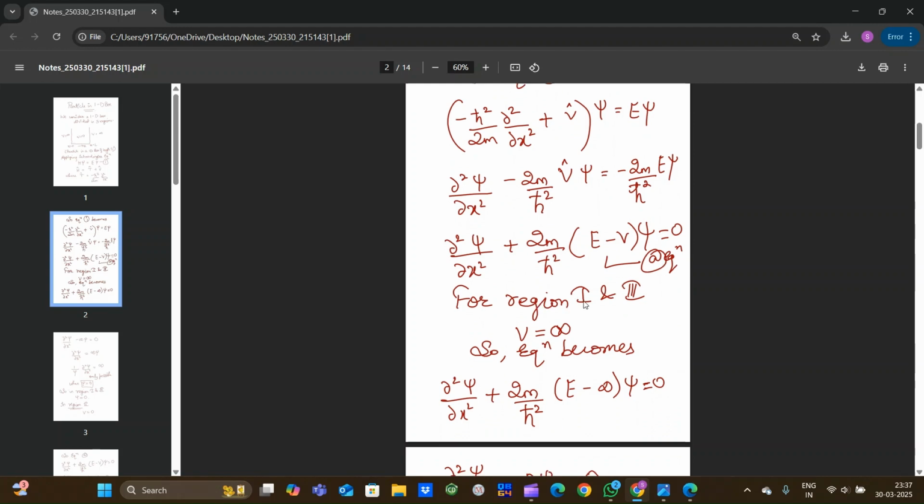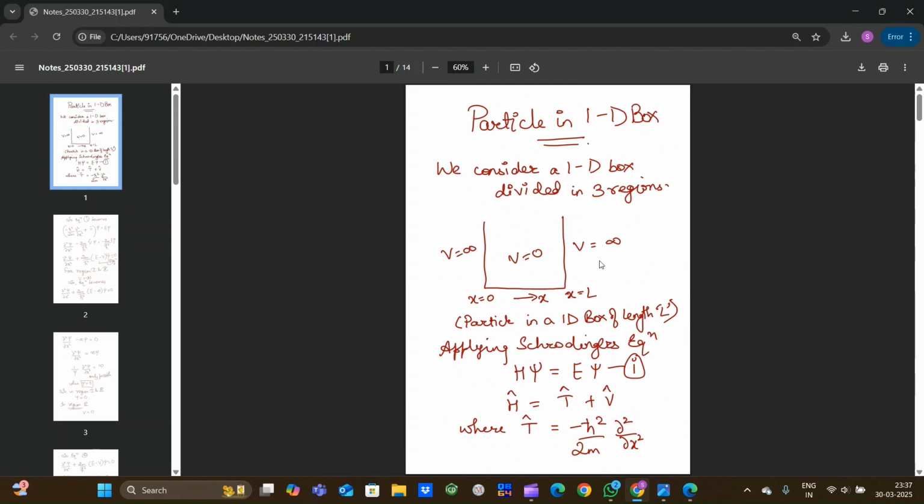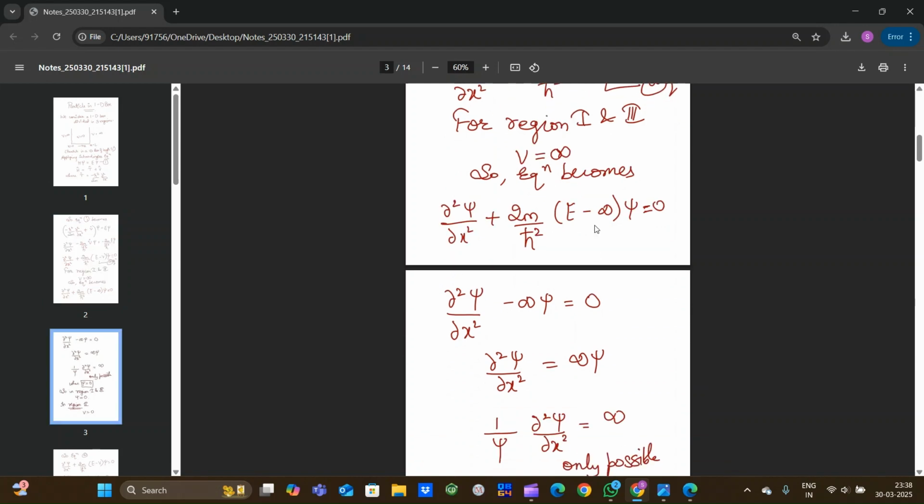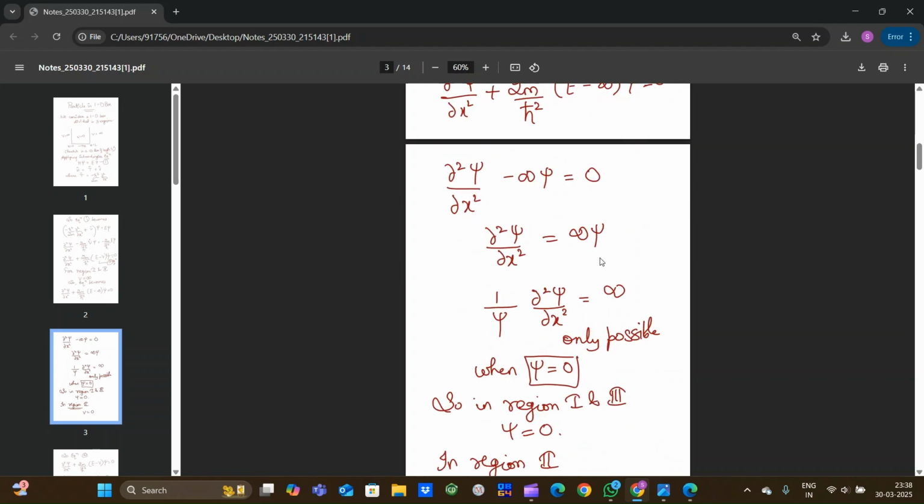Now for region 1 and 3, where V is equal to infinity, let's put the value of V equal to infinity in this equation. This will become del square psi by del x square, this term, and E minus infinity psi is equal to 0. Now when we subtract or add or multiply anything with infinity, we will get infinity itself. But since this is negative of infinity, we will get negative of infinity psi. I take this here, and then I take this side down here in the denominator: 1 by psi del square psi by del x square is equal to infinity.